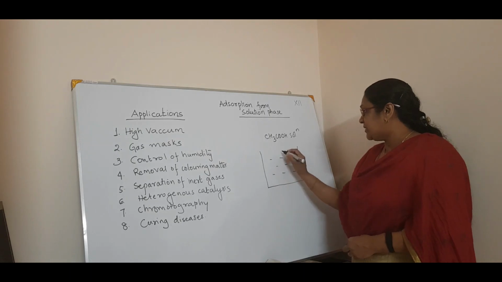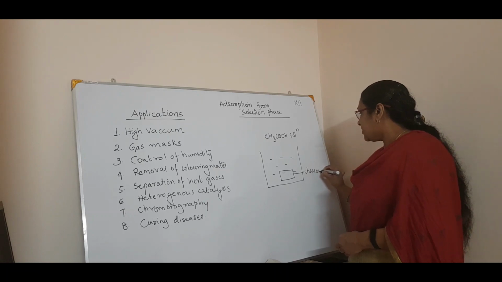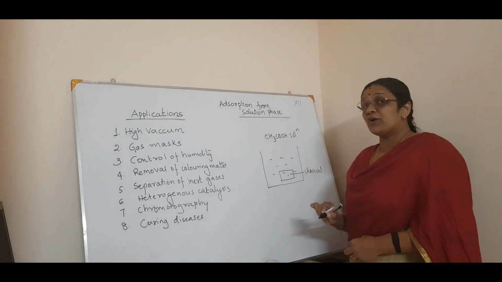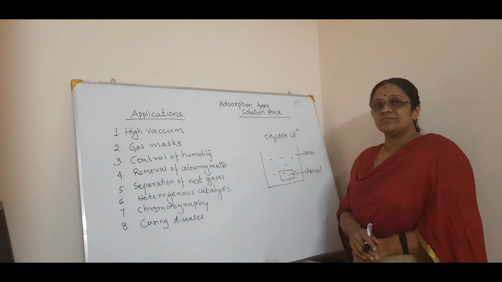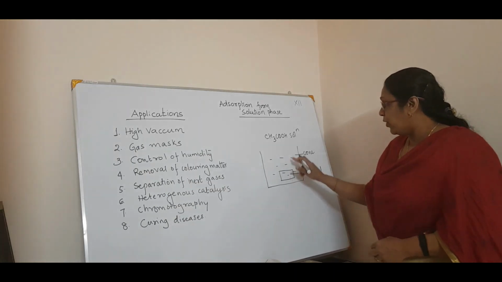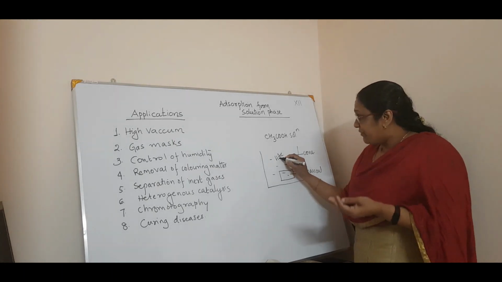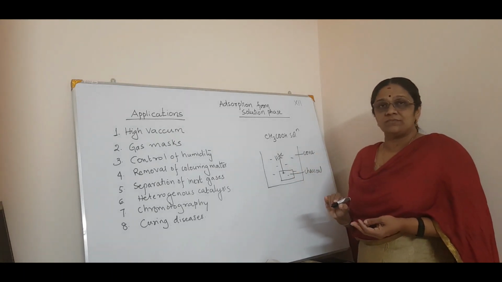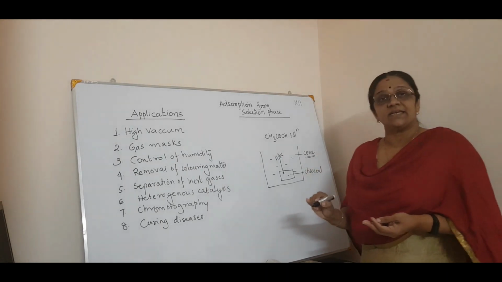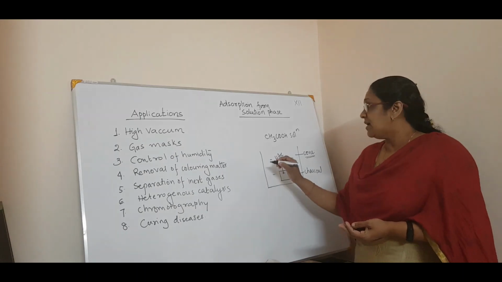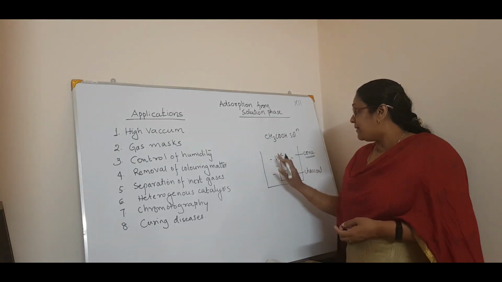If you put charcoal into the acetic acid solution, after some time the concentration of the acetic acid decreases. Why? Because some of the acetic acid, that means the solute, gets adsorbed on the charcoal, thereby the concentration of acetic acid decreases. So that is all about adsorption from the solution phase. The best example is acetic acid.